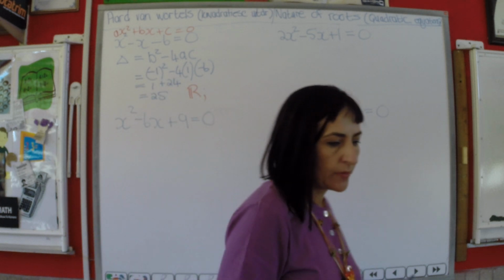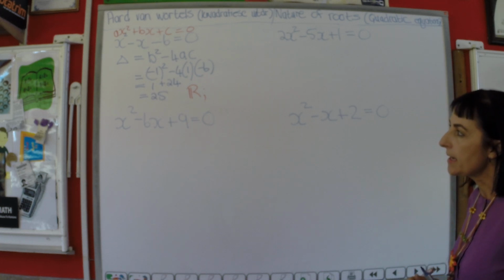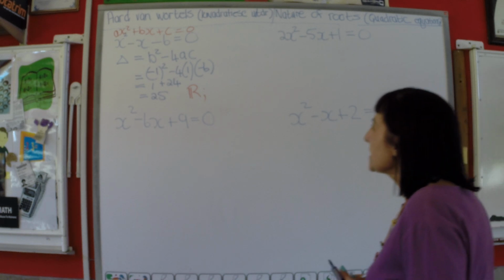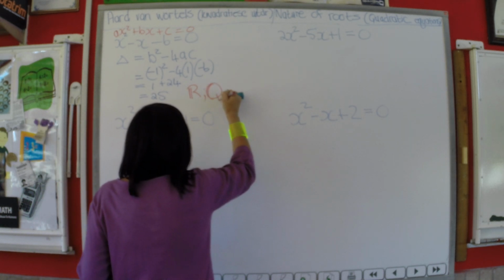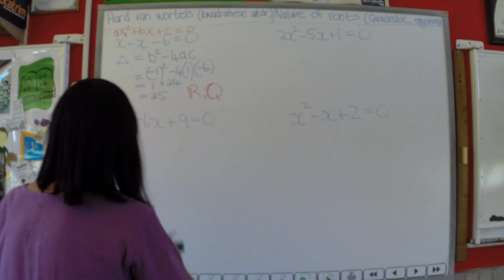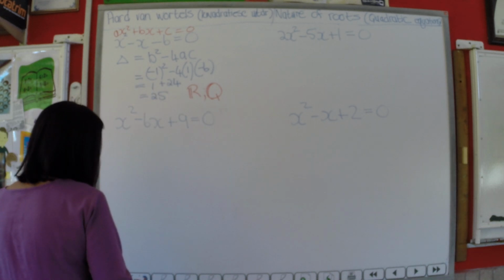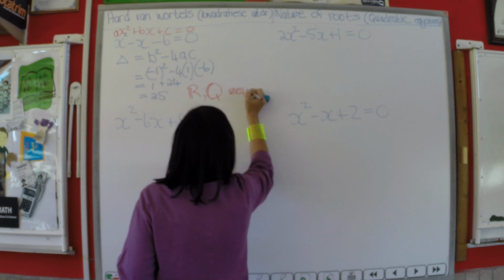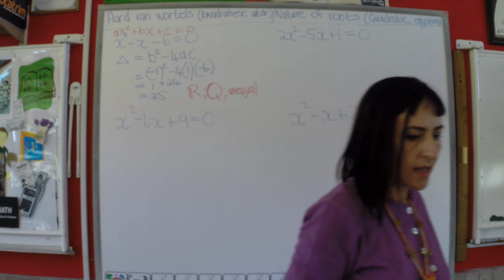if I want to know whether it's rational or irrational, when delta is a perfect square, it's rational. When delta is not a perfect square, it's irrational. So this is a perfect square, 5 times 5, so that these roots are also rational. Now the last one, whether it's equal or non-equal, if delta equals 0, it's equal roots. If delta does not equal 0, it's unequal roots. So here it is unequal roots. So there's the 3 properties: real, rational, and unequal.